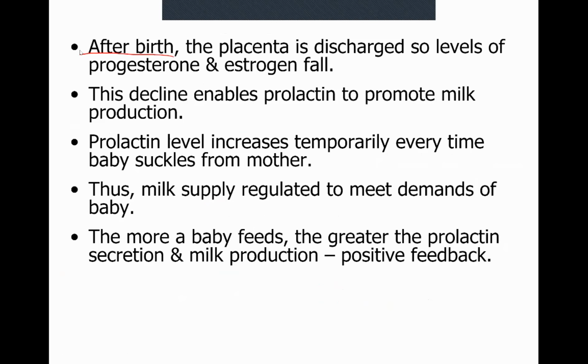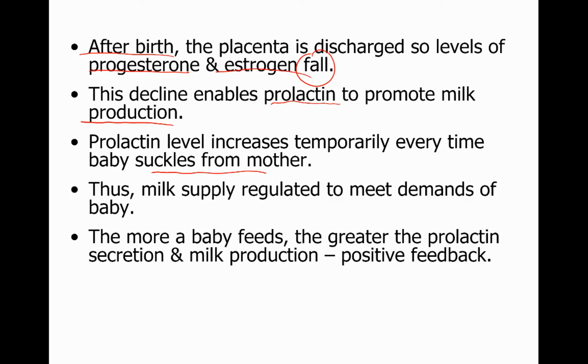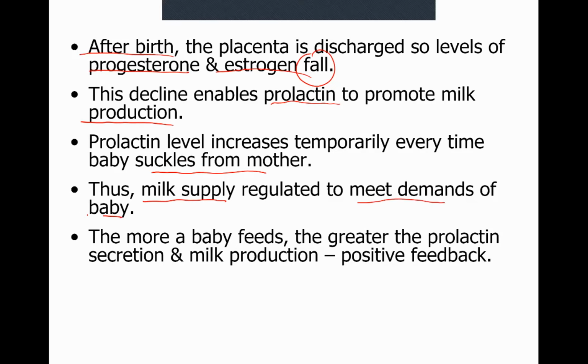After birth, the placenta is discharged. So the level of progesterone and estrogen will fall. The declining of progesterone and estrogen will enable prolactin to promote milk production. Prolactin level increases temporarily every time the baby suckles from the mother. So the more the baby suckles from the mother, the more prolactin level will increase, and more milk will be produced. So it's demand versus supply. Thus the milk supply is regulated to the demand of the baby. The more the baby feeds, the greater the prolactin secretion and milk production. And this again shows positive feedback.